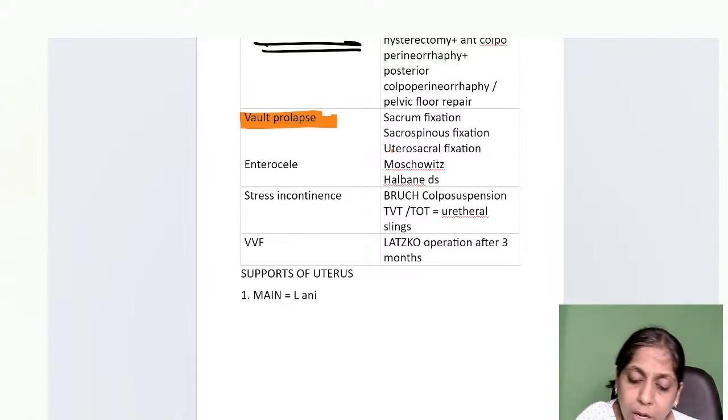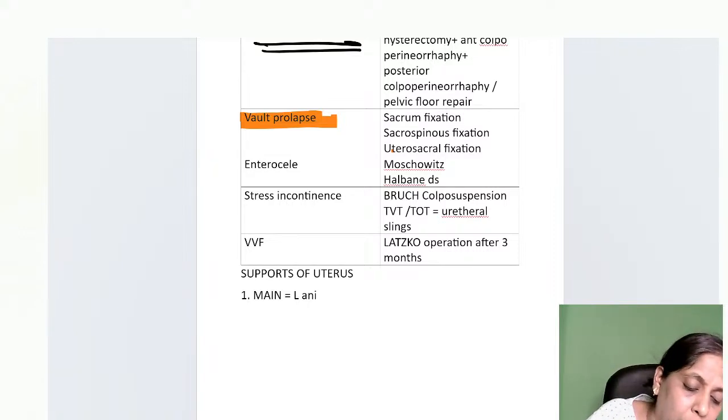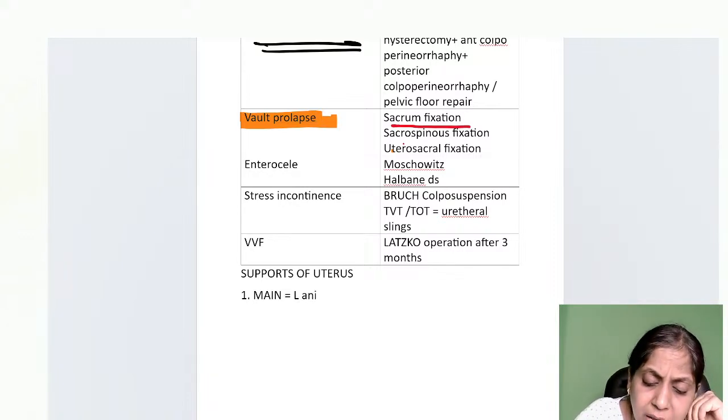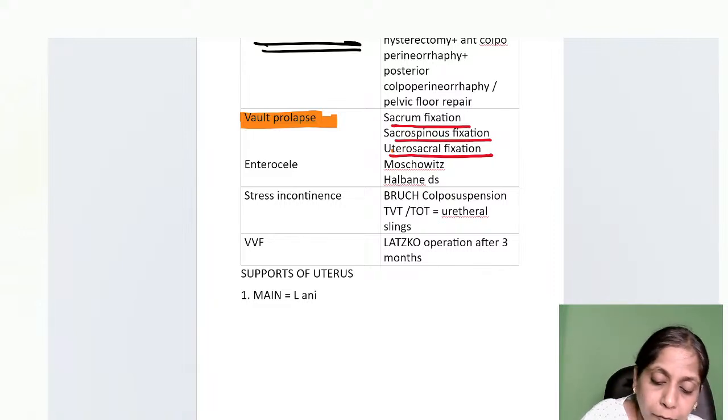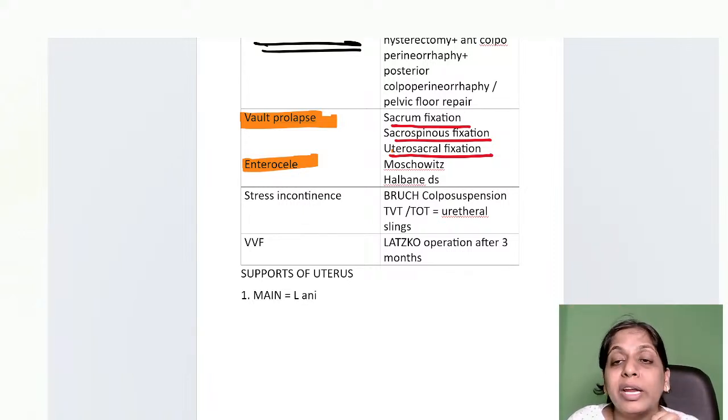It is coming down. In that case, you have to fix it with the sacrum or the ligaments, because the uterus has been removed. Now we have to fix it to some strong ligament or bone, and all of it will be with the sacrum. Sacrum fixation, sacrospinous fixation, uterosacral fixation. For the anterior wall, the surgeries for the upper posterior vaginal wall are the Moschcowitz and the Halban procedure.